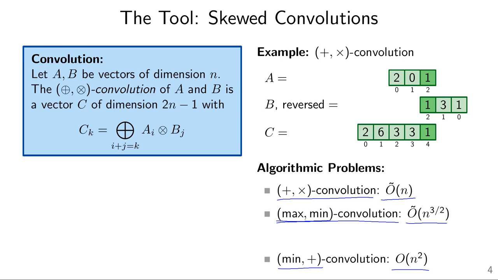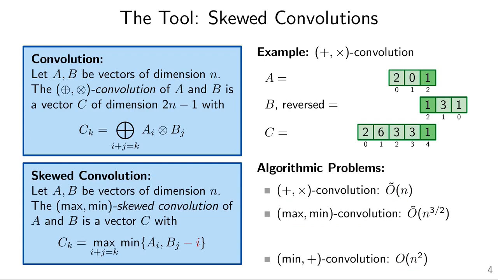So here it is. The max-min skewed convolution of two vectors A and B is, again, a vector C, where the kth coordinate is determined as the maximum over all i plus j equals k. Okay, that's essentially what we expected. Now we take the minimum of A_i and B_j, that would be the convolution, but we take the minimum of A_i and B_{j-i}. So we skew the right-hand side of this minimum operand slightly.